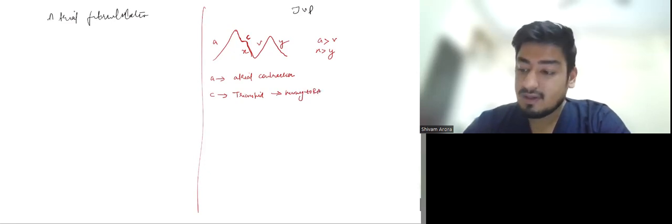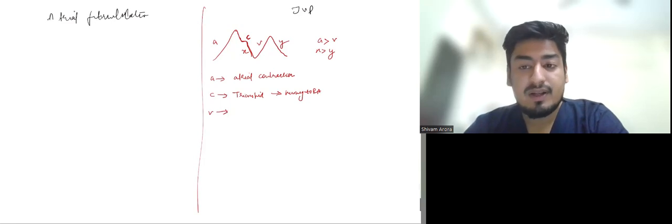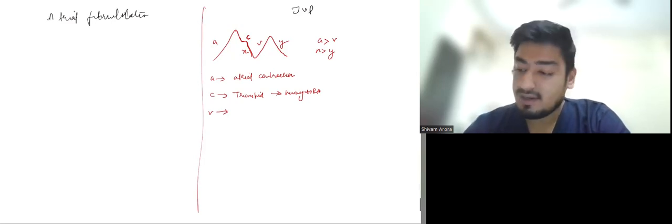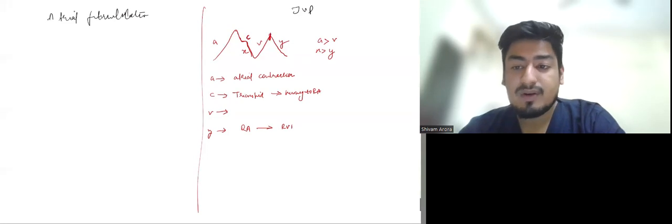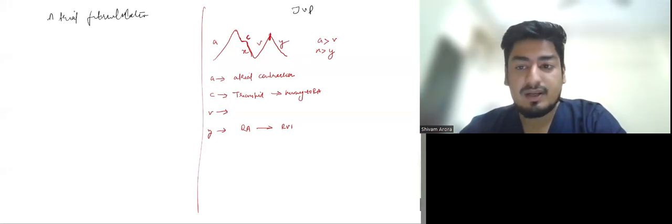Then we have V wave. V wave is because of the filling of atria. So RA started filling again from IVC and SVC, leading to a V wave because of the increase in the pressure in RA. And Y descent is because of RA blood going into the RV. At this point, there is opening of tricuspid valve and RA blood started going into the RV, leading to a Y descent. So this is a normal JVP.